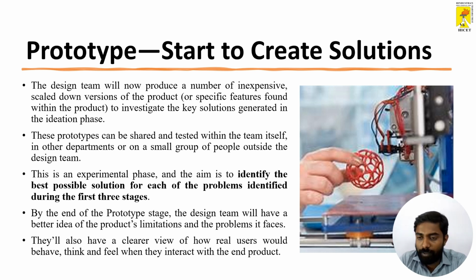This is an experimental phase, and the aim is to identify the best possible solution for each of the problems identified during the first three stages. The solutions are implemented within the prototypes, and one by one they are investigated and then accepted, improved, or rejected based on the user's experience. By the end of the prototype stage, the design team will have a better idea of the product limitations and the problems it faces. They will also have a clearer view of how real users would behave, think, and feel when they interact with the end product.